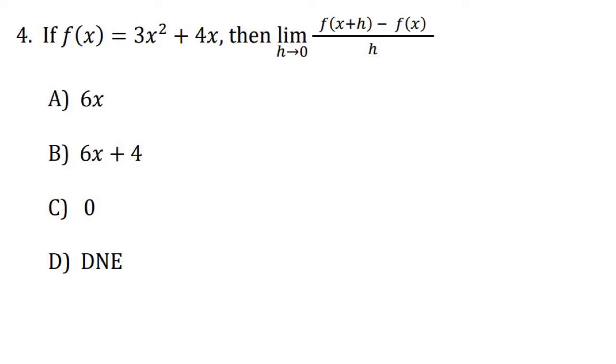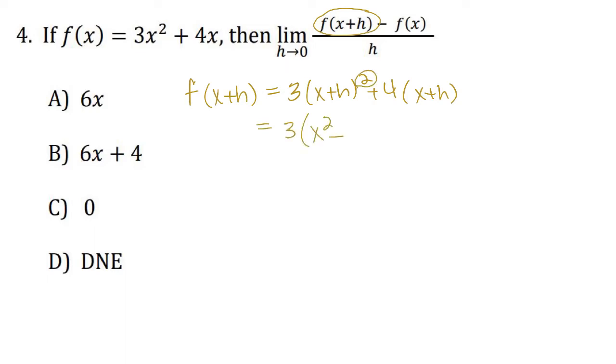All right, to this problem. The first thing we're going to do is figure out what f of x plus h looks like. So f at x plus h is going to be 3 times x plus h all squared plus 4 times x plus h. And then we're going to have to FOIL this, and so I'm going to do the foiling in my head and go ahead and get that out of the way. And then I'm going to go ahead and distribute this also. So I'm going to have plus 4x plus 4h. And finally, let's go ahead and distribute our 3 to each part.